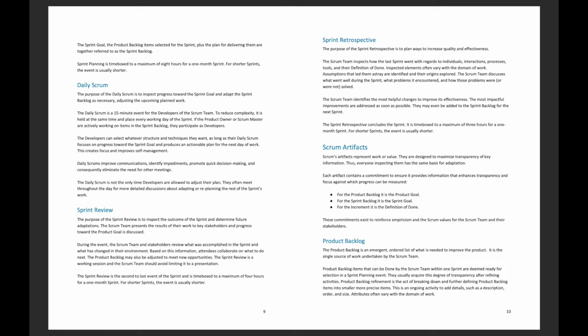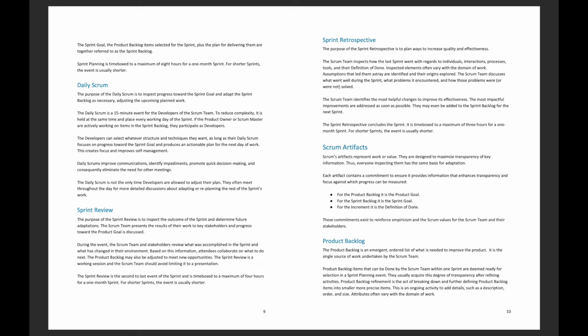Scrum Artifacts. Scrum's artifacts represent work or value. They are designed to maximize transparency of key information. Thus, everyone inspecting them has the same basis for adaptation. Each artifact contains a commitment to ensure it provides information that enhances transparency and focus against which progress can be measured.